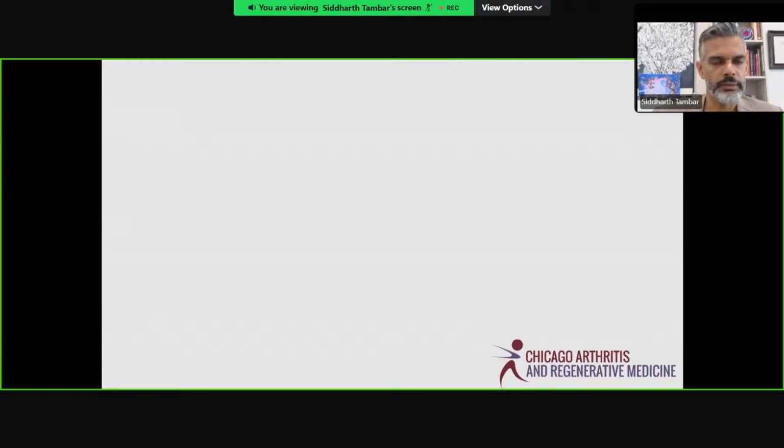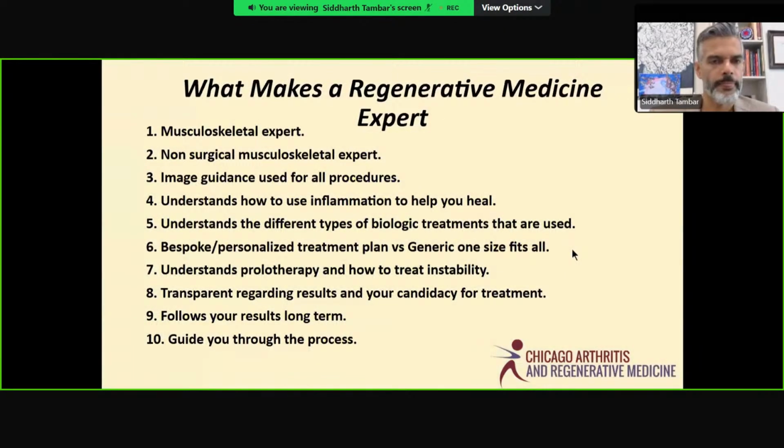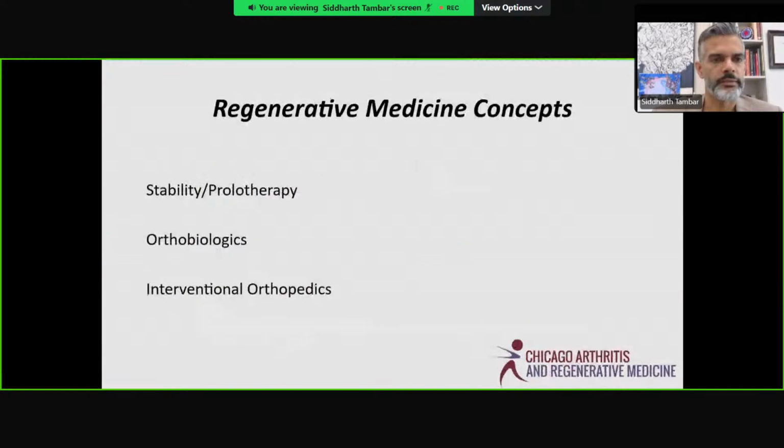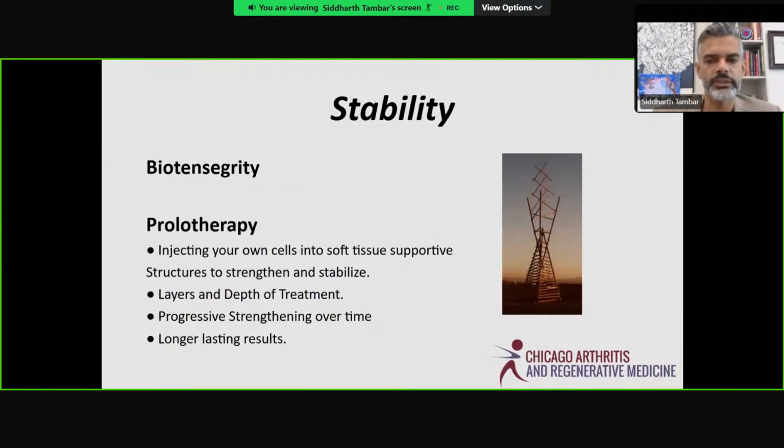Let's talk a little bit more about regenerative medicine, some of the basics of regenerative medicine. These are things that are important to understand if you're looking at treatment. And these are some basic concepts that I think are essential for all patients to understand, whether you have inflammatory arthritis or not, if you're considering a regen med treatment. This first concept is stability.